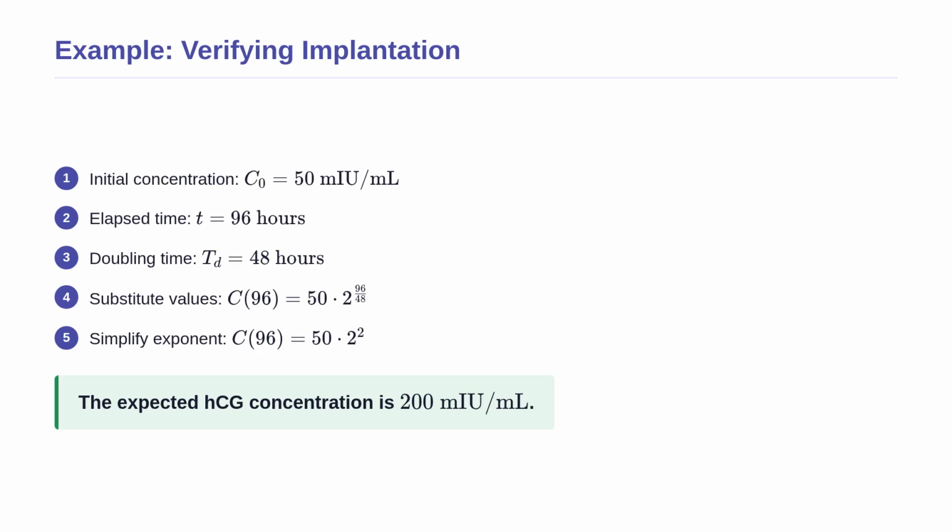The fraction in the exponent, 96 over 48, simplifies perfectly to 2, representing 2 full doubling cycles. 2 squared is 4, and 4 times 50 gives us 200. The expected concentration is 200. If her lab results match this, the doctor can confidently confirm the embryo is growing vigorously.